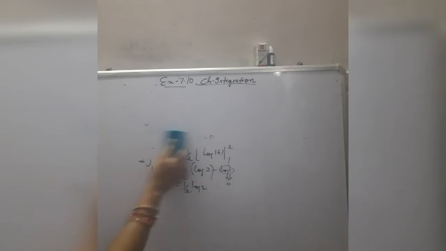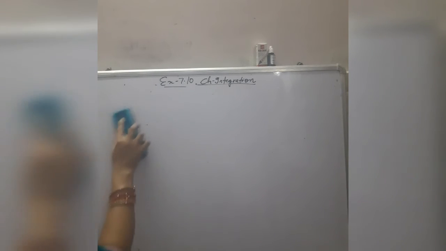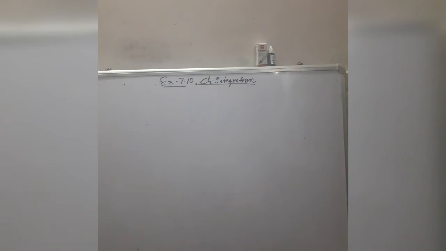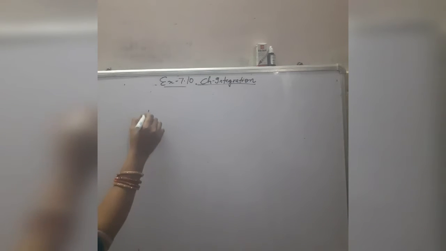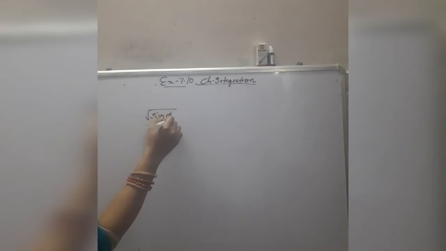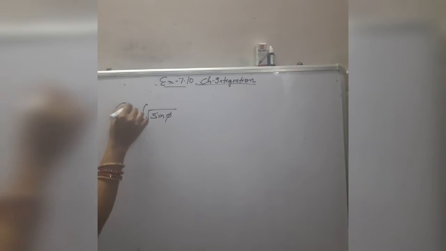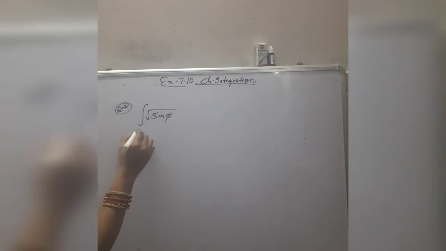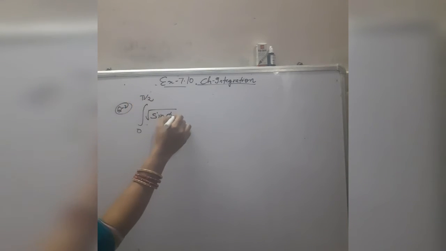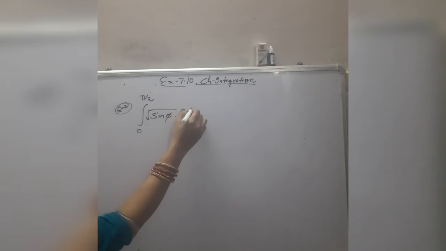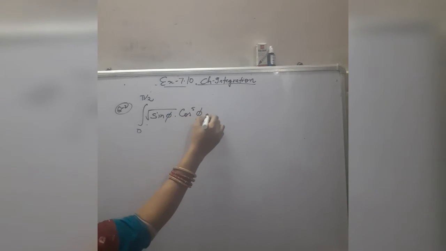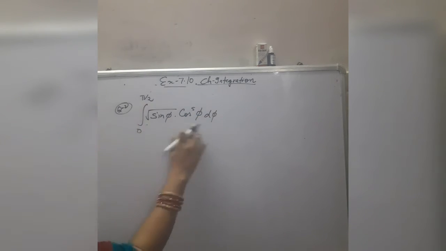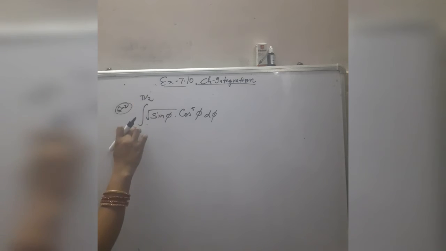In question number 2 also we will use substitution method. In second sum, statement is root sine phi. This is read as phi. This is question number 2. Limits in this case from 0 to pi by 2, into cos raised to power 5 phi, then d phi. Here function is given to you in phi variable, integration also with respect to phi. So these are the limits for phi variable.